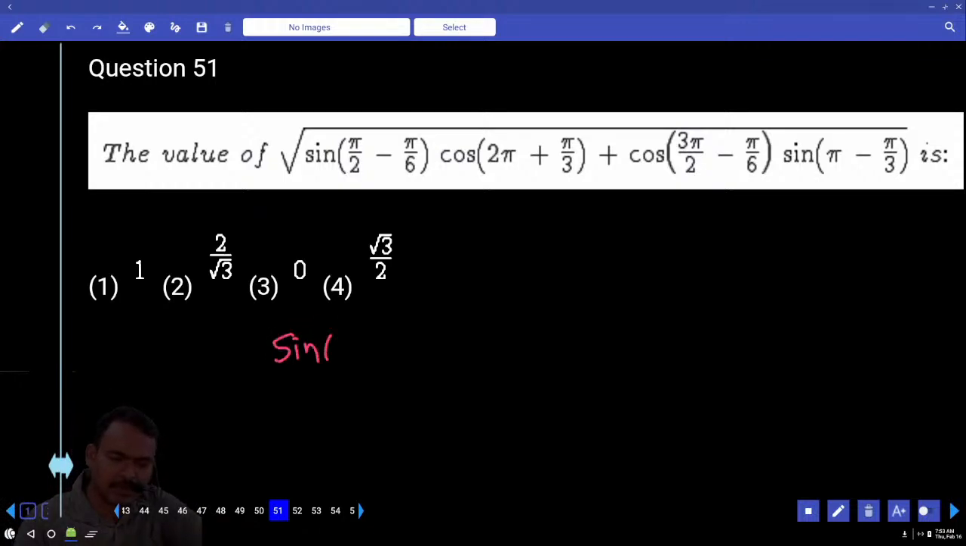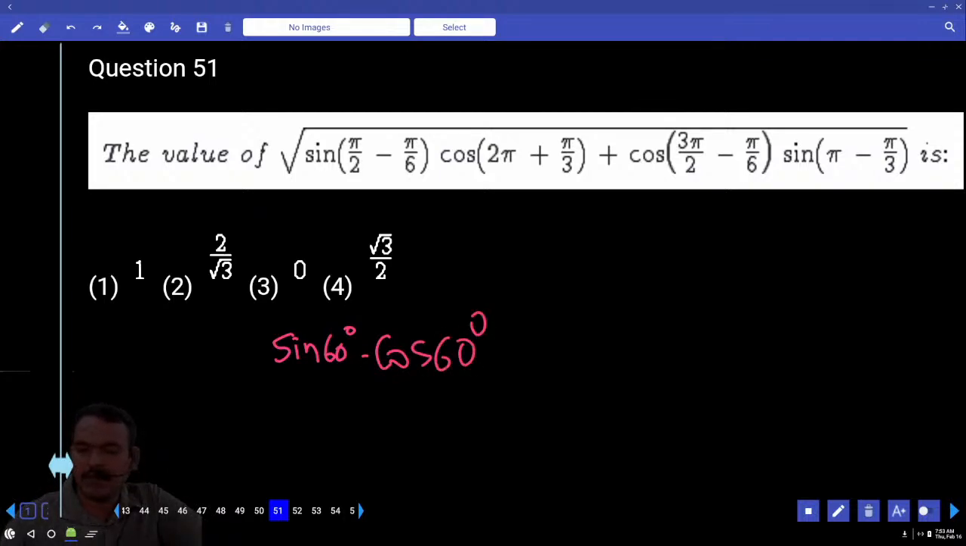Sine of 60 into cos of 2π. 2π means 360 plus π/3, which means 60, right? 360 plus 60 is 420. Cos of 420, we write as 360 plus 60. Cos of 360 plus theta will be cos theta. So it is cos 60.